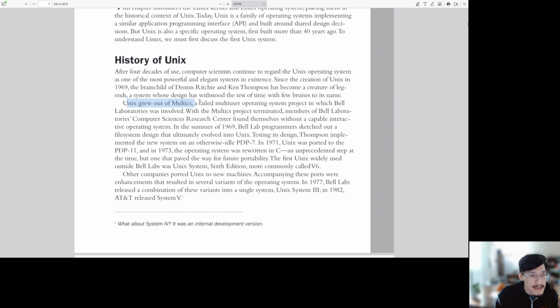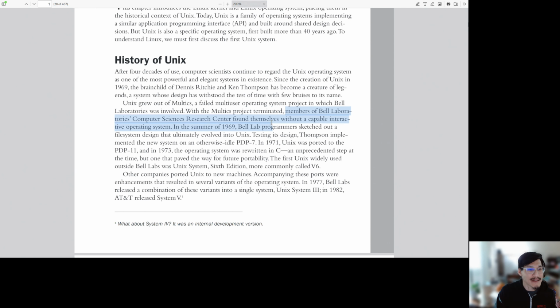Unix grew out of Multics, a failed multi-user operating system project in which Bell Laboratories was involved. With the Multics project terminated, the history goes that Multics was canceled, and then, spoiler alert, Ken Thompson, I think his wife was taking a vacation with his newborn baby or something, and he decides to literally go, okay, I'm gonna write an operating system in a few weeks, and that side project was literally Unix.